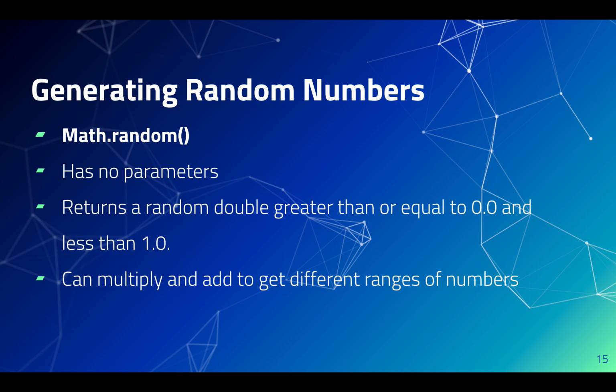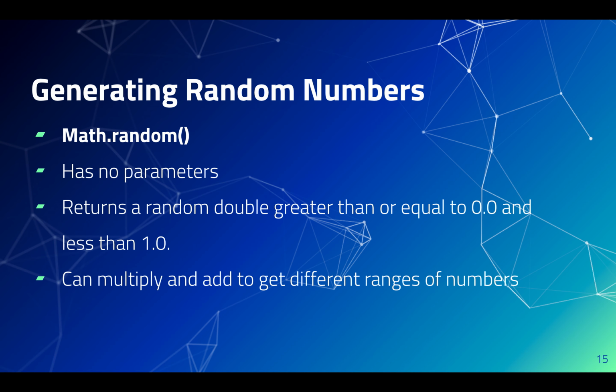Now, if you want a random number, you can use the Math.random method. It has no parameters and it returns a number greater than or equal to 0 and less than 1. So it could be from 0.0001 all the way to 0.9999. And you can manipulate this value to get a different range of numbers.